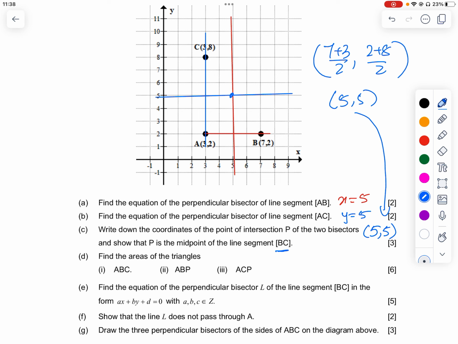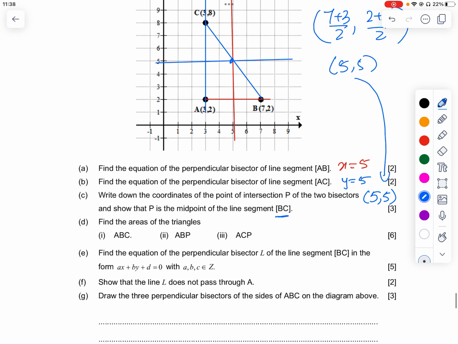Next is asking to find the area of the triangle ABC. So we can see that ABC is a right triangle, half base into height. Base is 4, and height is 6. So the area is 12. Next, ABP.